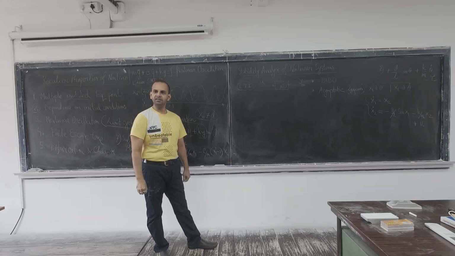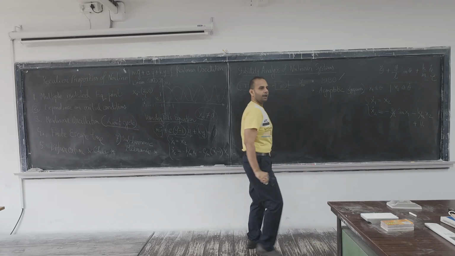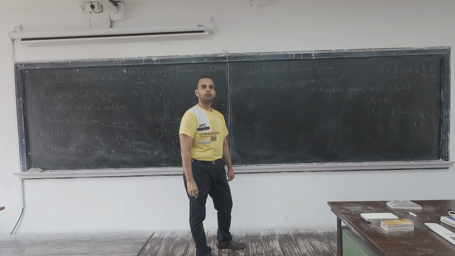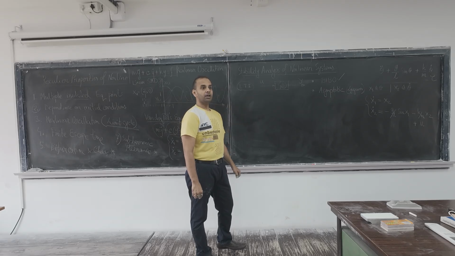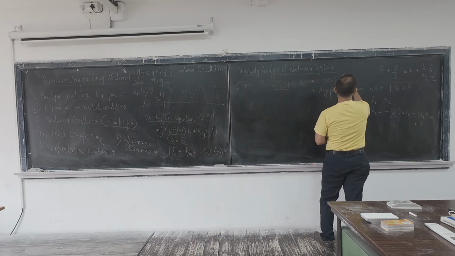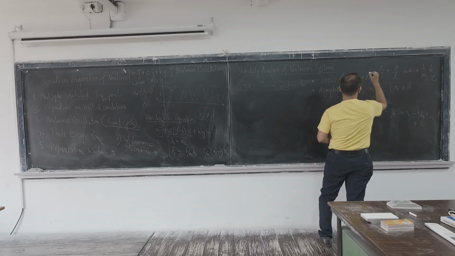BIBO stability means whatever bounded input you apply, the output will be bounded, right? That is the concept of BIBO stability. And then asymptotic stability means we are talking about free response. BIBO means we are talking about forced response, right? So in brackets, I should write x0 equals 0, but u not equal to 0.